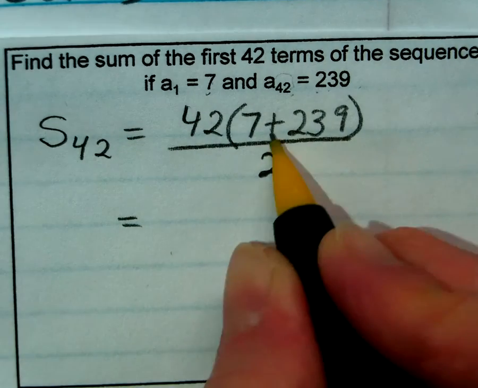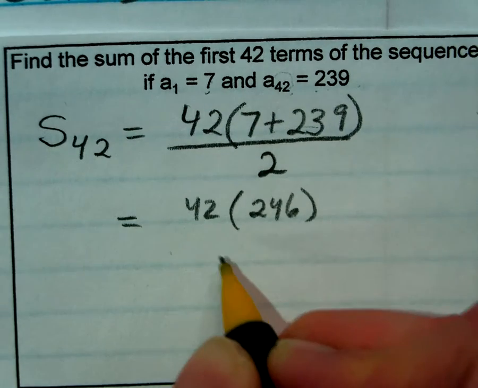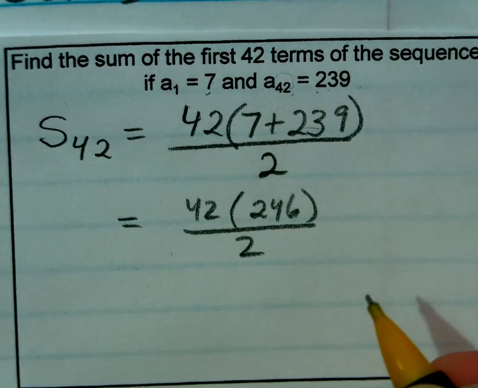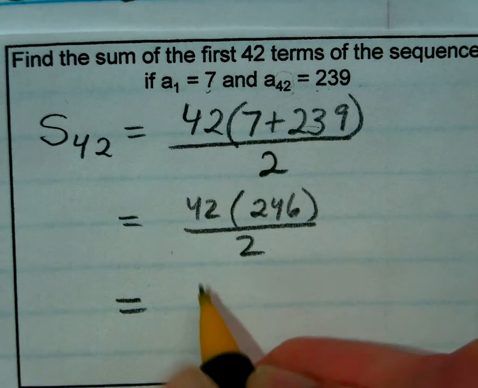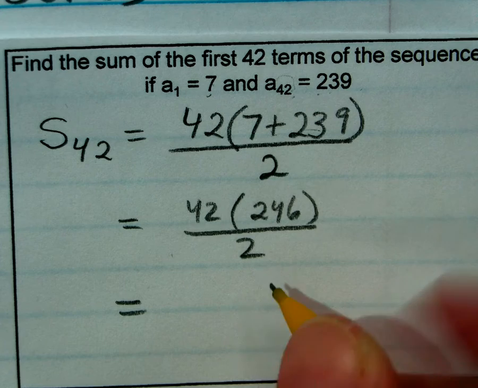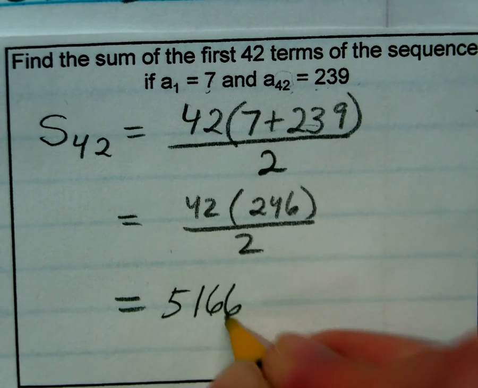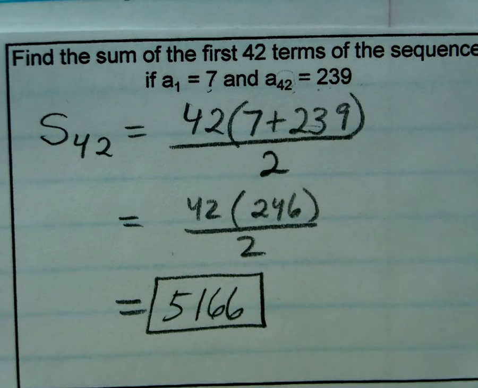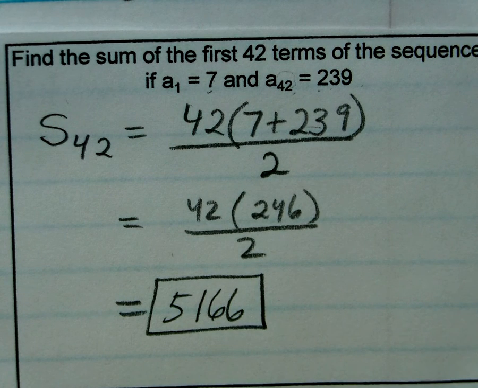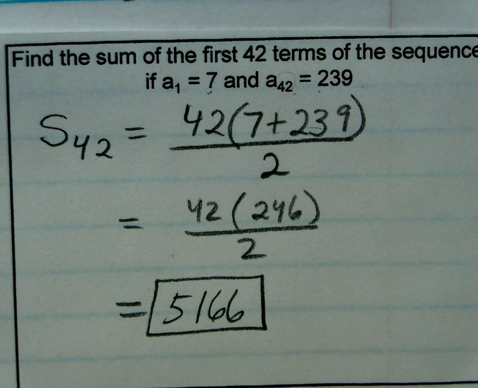So if we do what's in the parentheses, we get 246. If you're going to take that times 42 and divide by 2, I recommend using a calculator to do that, unless you just have a lot of time on your hands and you feel like multiplying and dividing that out. The final answer is 5,166. Okay, so those are straightforward. They gave us all the information that we needed. Now it's going to be a little bit more interesting.